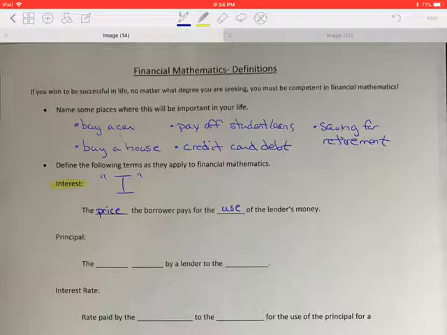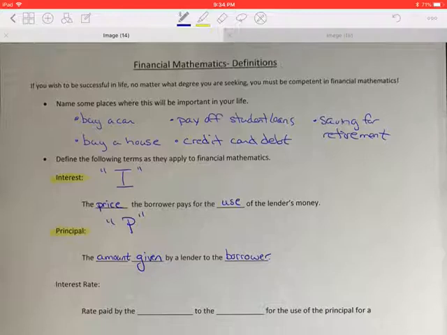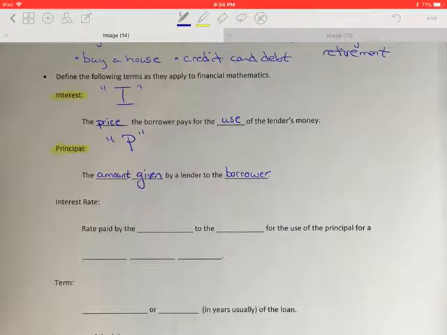And then next we have principal. And the principal, usually we use a capital P for this. And this is the amount given by a lender to the borrower. Okay, so it's basically the amount of money you borrow. So if you're buying a car for $10,000, maybe you borrow the $10,000 and that's the principal.